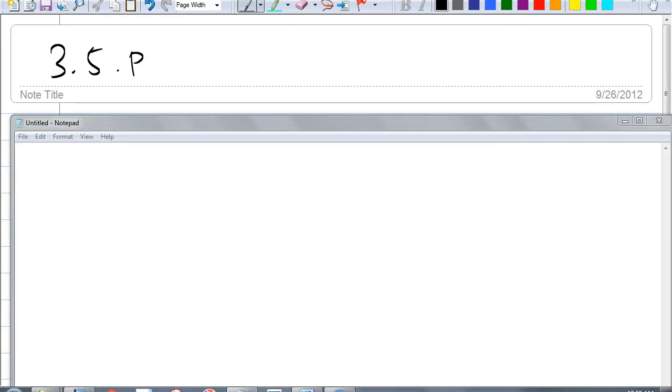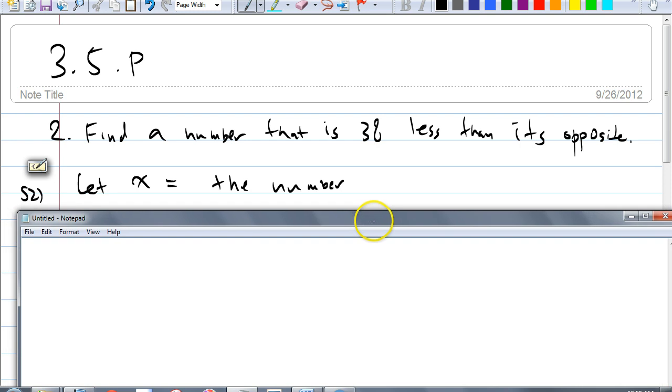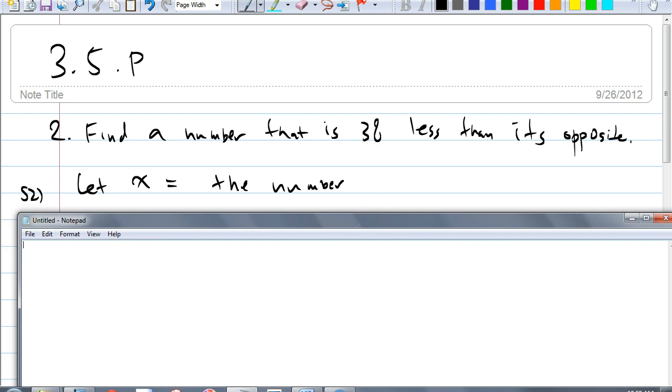Today's homework is going to be 3.5. Remember, we did 3.5 a couple days ago, so this is a review. I'm just going to do one problem to help you remember how to do this word problem. Is that okay? Write this one down. This is actually number 2 on your homework, so I'm doing one for you.